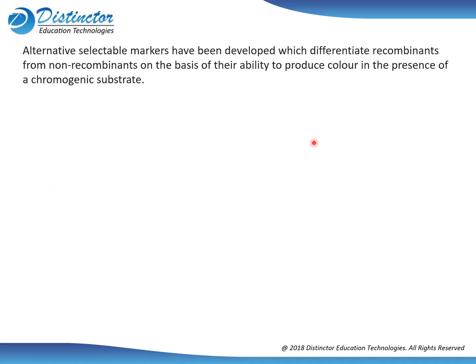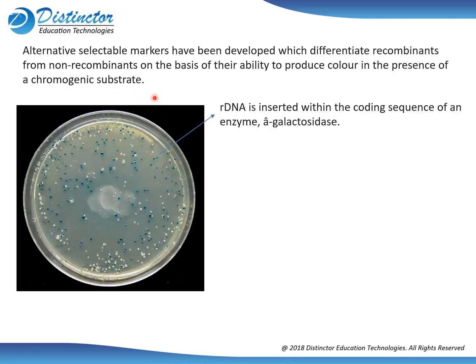Then another alternative selectable marker has been developed, which is used to segregate the recombinant and the non-recombinant based upon the colors they are able to produce. So the chromogenic substrate means colored products. So let us take a recombinant DNA which is inserted into a cloning vector in an antibiotic resistant gene area.